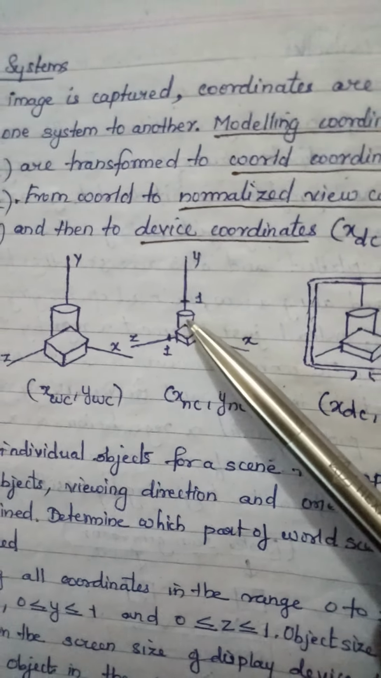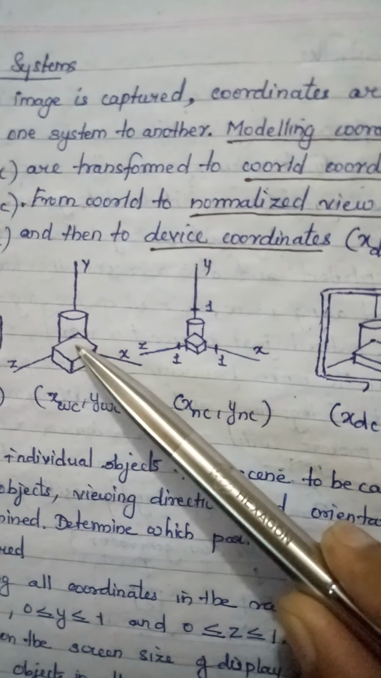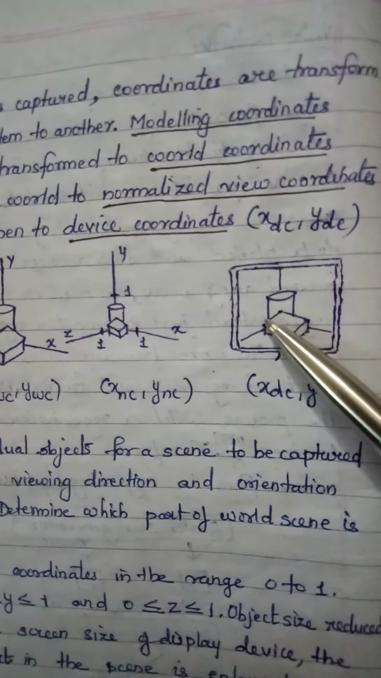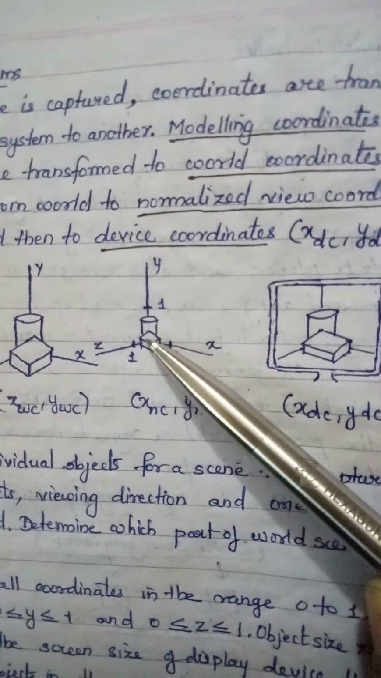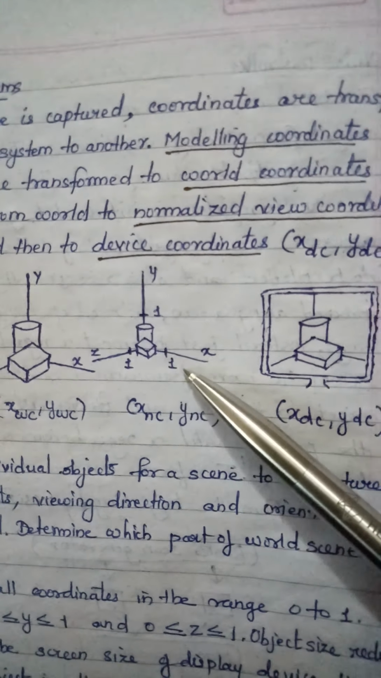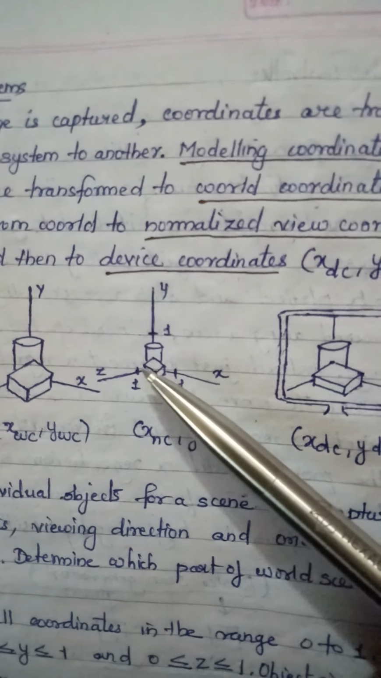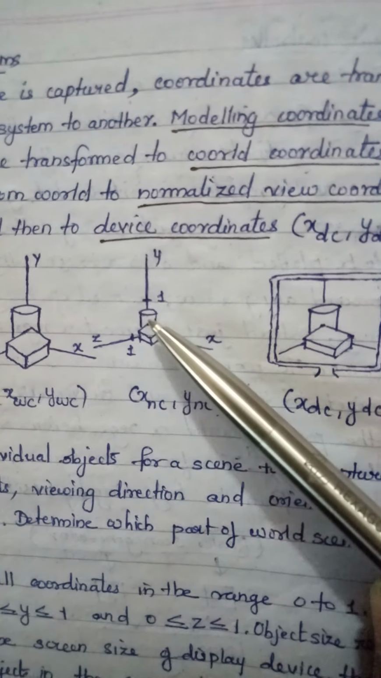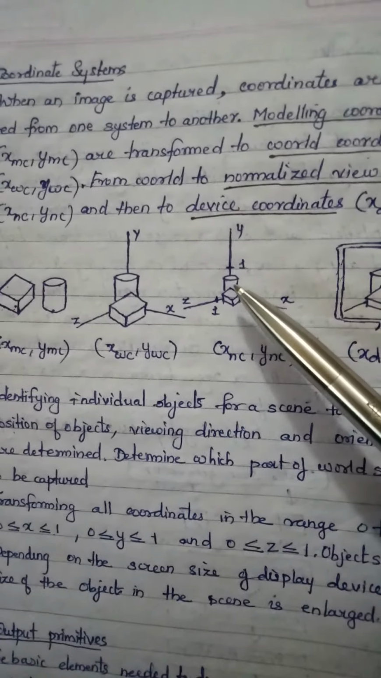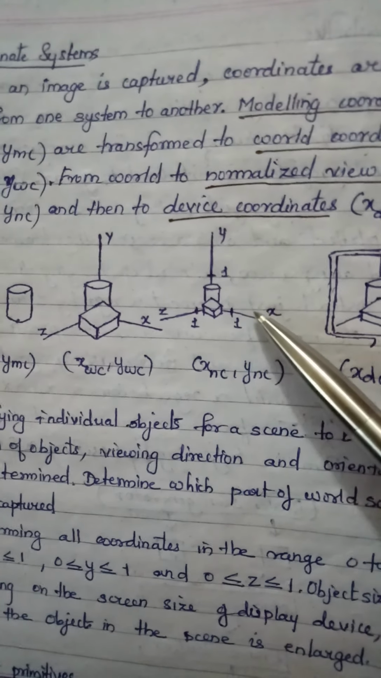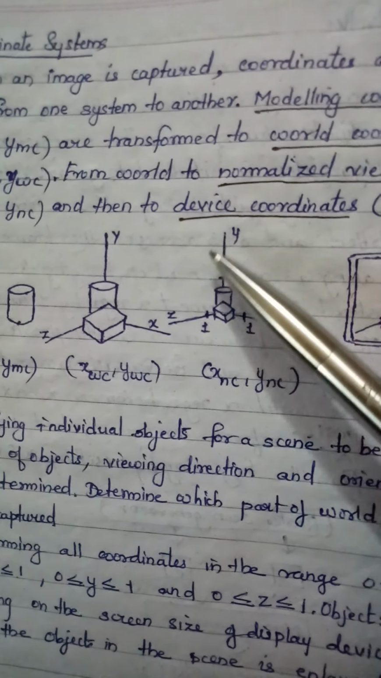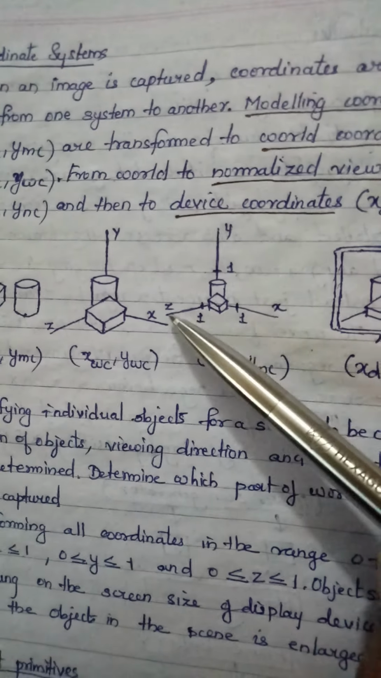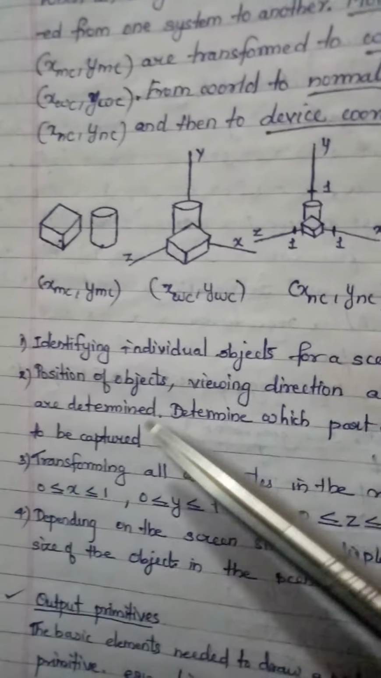What did I say? Before you transfer the actual image from real life to the device screen, normalized view coordinates reduce the size of the picture to very small, and the final size of the picture is a unit cube. In the unit cube, we have 3 dimensions: an x dimension, y dimension and z dimension. Every dimension will be represented in the range 0 to 1.